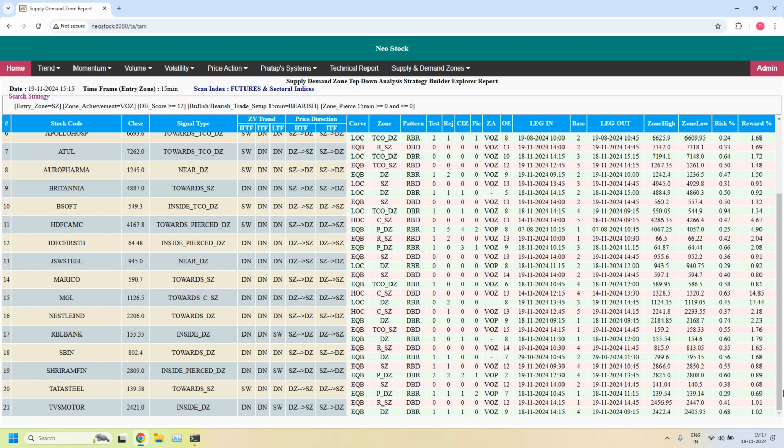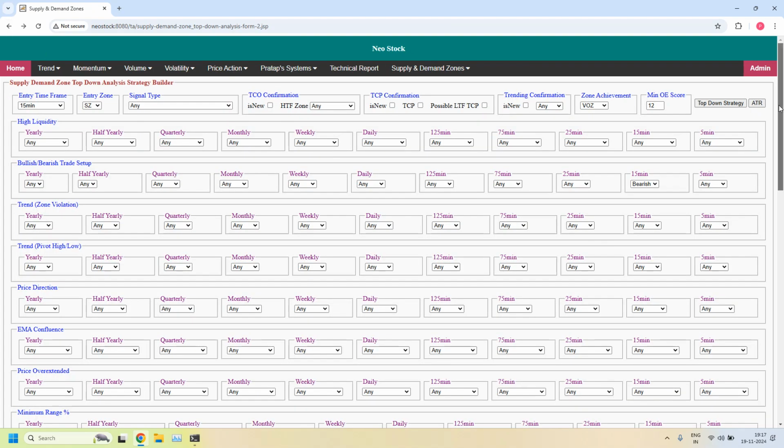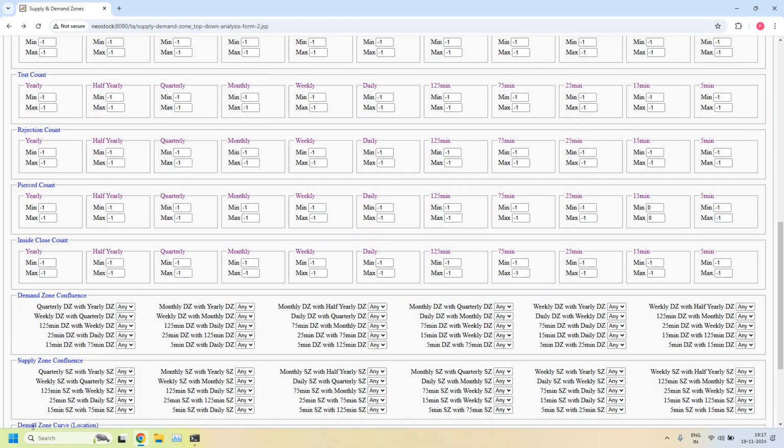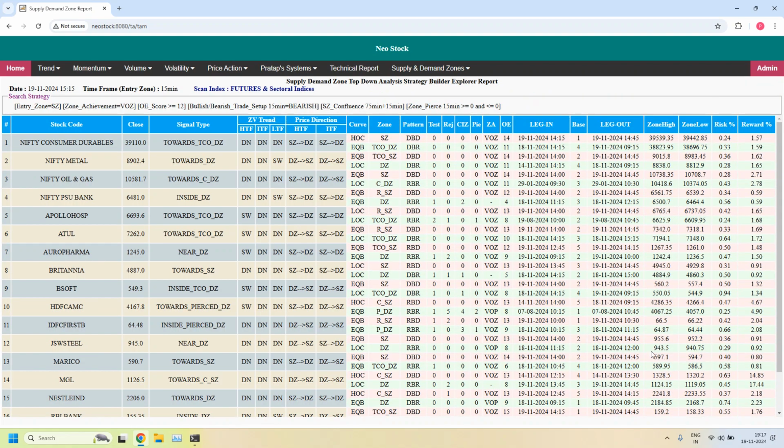Let us filter them. First filter is based on LTF and ITF supply zone confluence, that is 15-minute and 75-minute supply zone confluence. So let me enable that filter: 15-minute supply zone with 75-minute supply zone confluence. With this filter, we got, again, good stocks. These are the first 15 stocks.